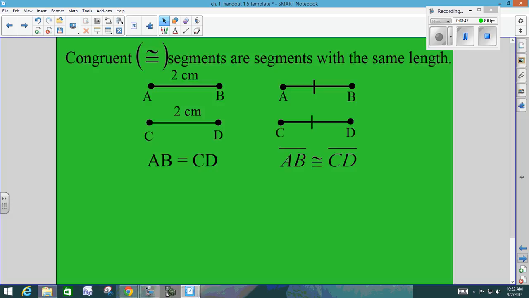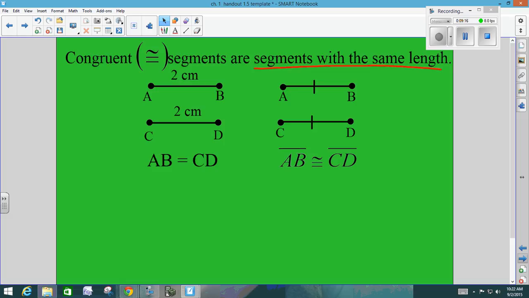Congruent segments are segments with the same length. Congruent segments, we say, are segments of the same length. That equal sign with the squiggle over the top, that's your congruent symbol. Just like an equal sign is the symbol for equal, you don't write out the word equal. We're no longer going to write out the word congruent. We're going to use the symbol.